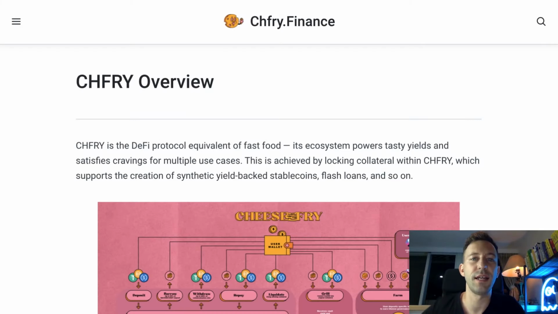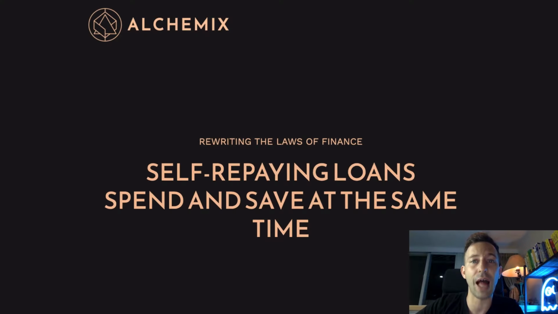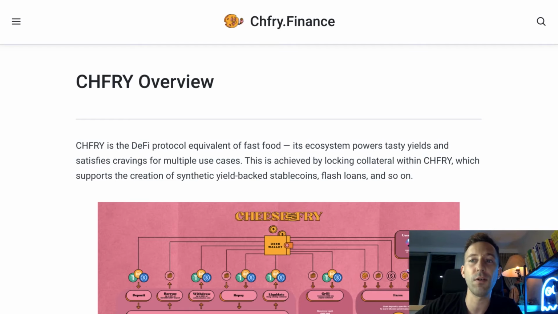CHFRY Finance is a lending protocol. Like other lending protocols, you have to provide a collateral before you can borrow. But unlike other lending protocols, you don't have to pay back what you borrow. It's paid back automatically by the protocol itself. Another protocol called Alchemix already introduced this idea of automatically paying your debt, but CHFRY added some innovations like generating some yield using a flash loan. Let's see how this works.